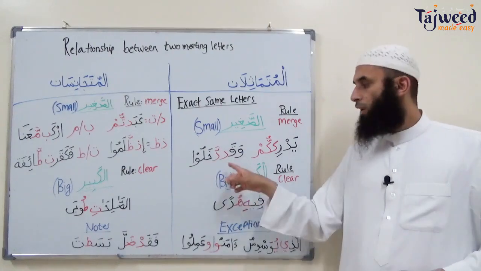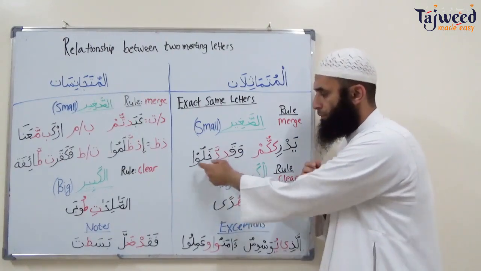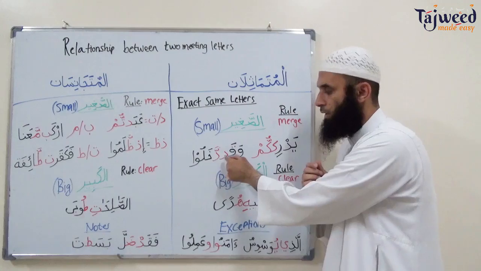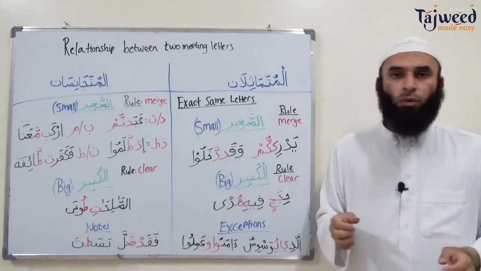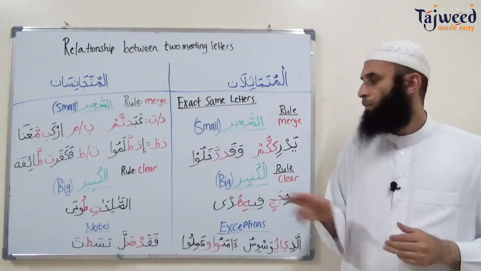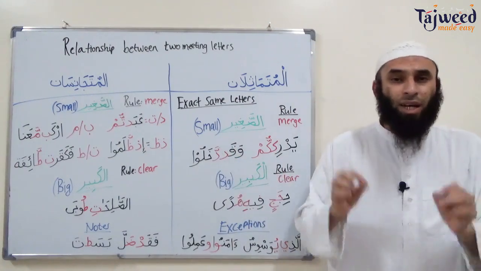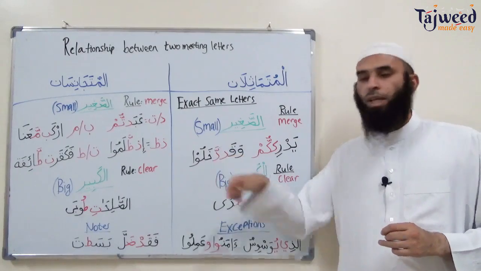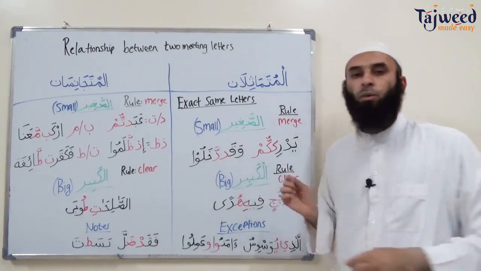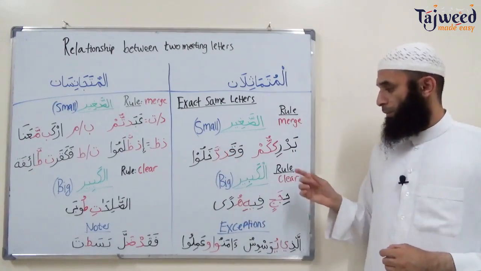Second example. وَقَدْ دَخَلُوا. We have two words here. We have dal here, and the first dal has a sukoon, meaning no vowel, and the second has a fatha, kasra, dhamma. So وَقَدْ دَخَلُوا, we don't pronounce the dal separately, but we merge the first dal into the second one. وَقَدْ دَخَلُوا. Now, this is as-saghir.